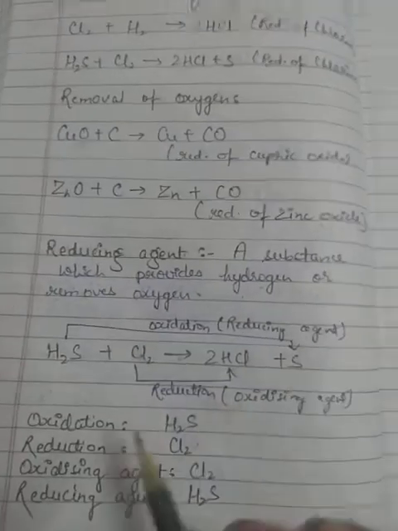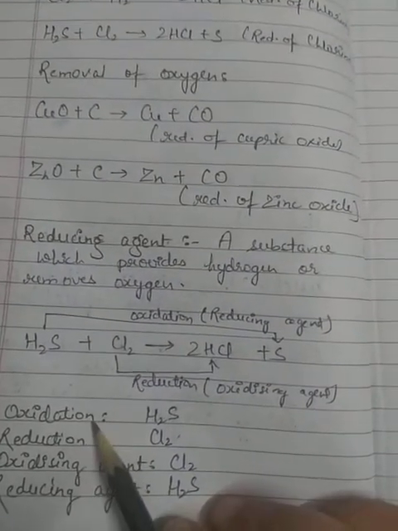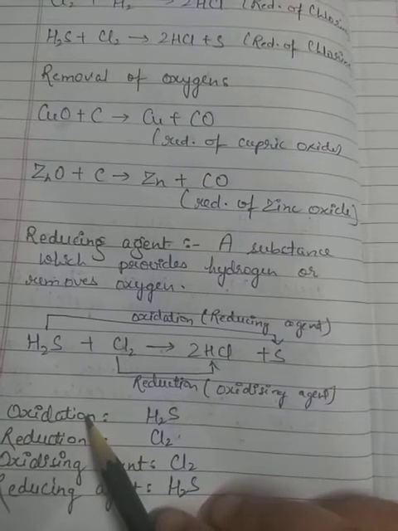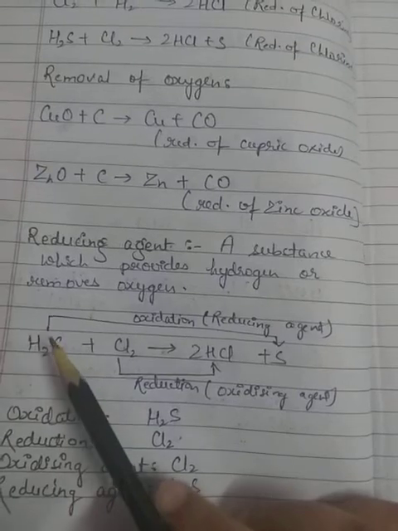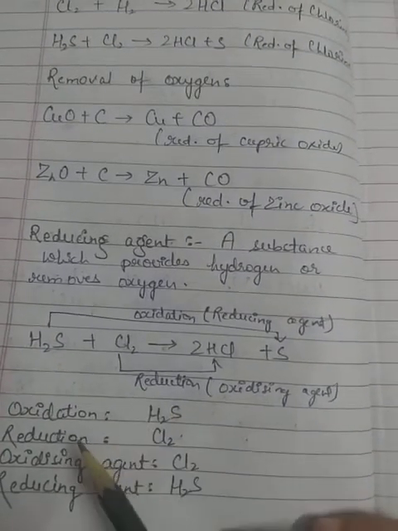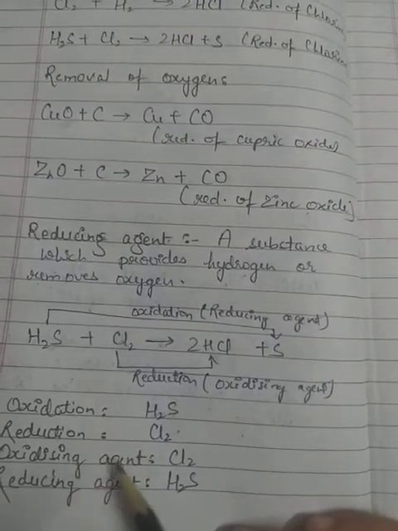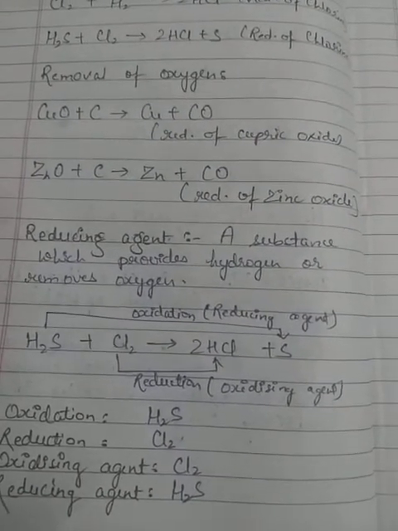So if we talk about oxidation, reduction, oxidizing agent and reducing agent, oxidation of which substance is taking place? Of H2S, because from this H2S, hydrogen is being removed. Reduction of chlorine is taking place. The oxidizing agent is Cl2 and the reducing agent is H2S. Thank you.